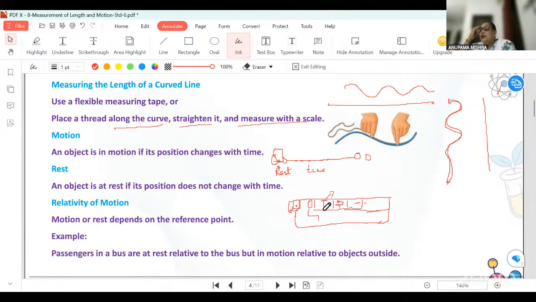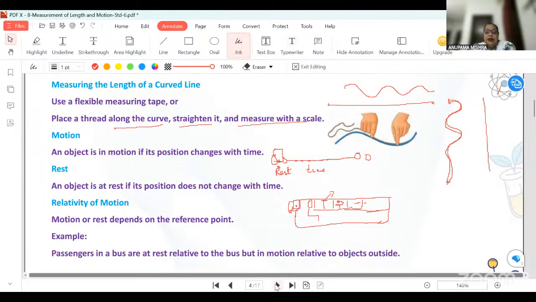I don't understand motion. You didn't understand motion? Motion means when the object moves from one place to another place with a fixed time, or with regular intervals of time, that is called motion. So passengers in a bus are at rest relative to the bus. To the bus, the passenger is at rest. But to outside objects, you are in motion because your bus is running and you are inside that. As you are inside the bus, you are also moving relative to the outside objects.